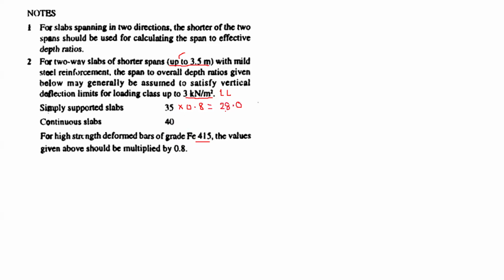And if you see, for simply supported we have 20, and the modification factor we are generally using is 1.4. So this value comes around 28. So not much change. We will use these values. We are very close for both.